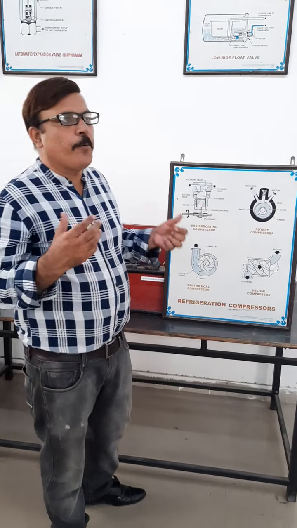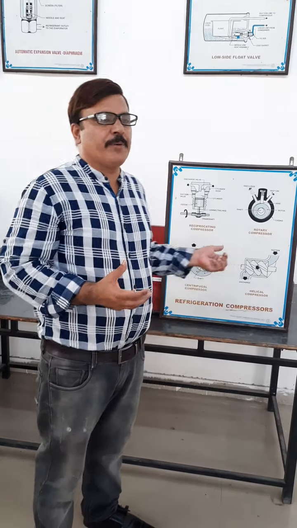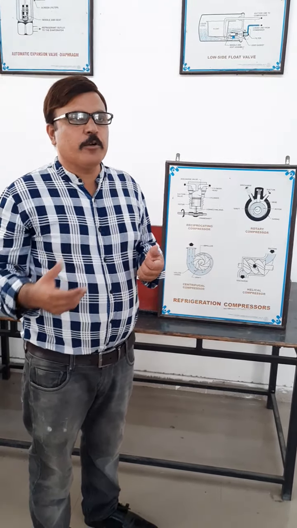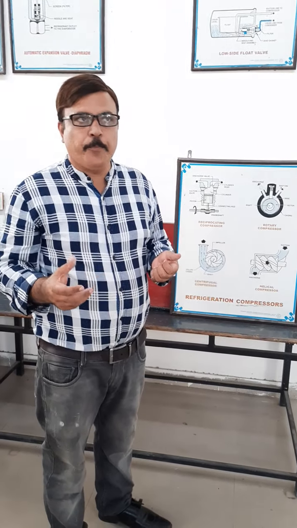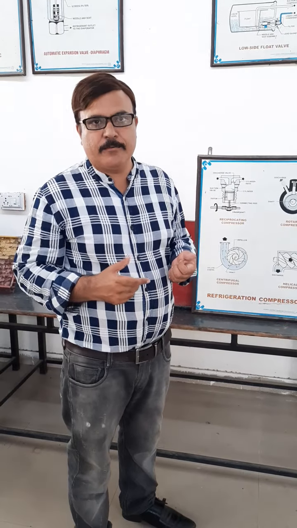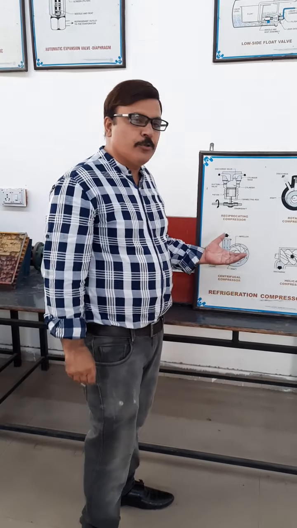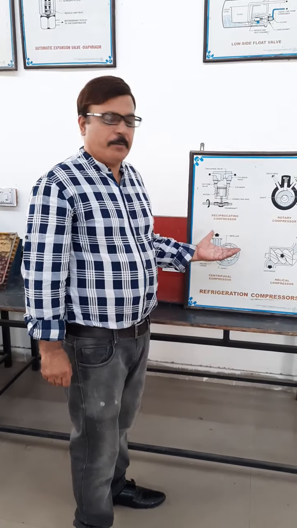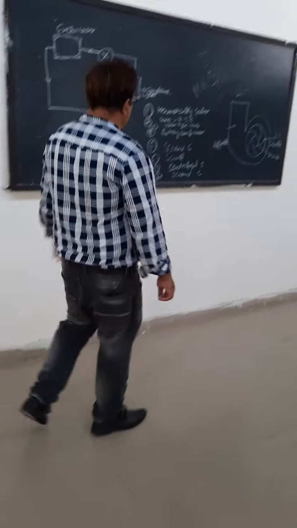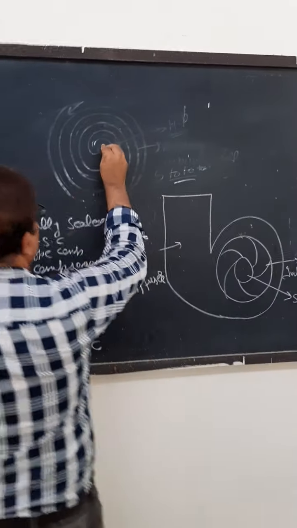So this type of compressor is mostly used for industrial purposes, where we require more tonnage capacity, from 1,000 tonnage capacity up to 10,000 tonnage capacity. So this is mostly used for commercial or industrial purposes. Okay. So last one, there is one more compressor. Look at here. One more compressor is there, that is called the scroll compressor.